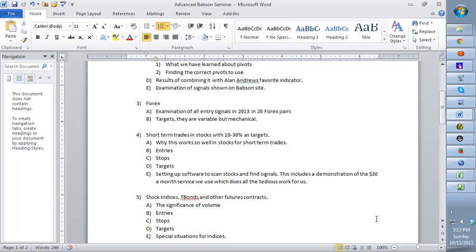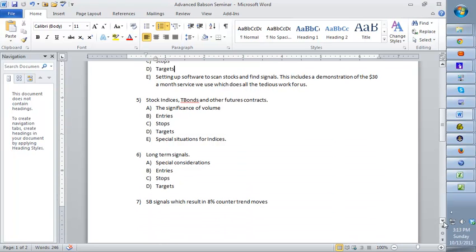So after we do the stocks, we'll look at the stock indices, bonds, and other futures contracts. We'll discuss the significance of volume. In stock indices, bonds, and other futures contracts, what I use for targets is very different than in stocks. In stocks, if they're with the trend, I'm looking for prices to make it to the median line. If they're not with the trend, I'm looking for them to not make it to the median line in most cases and make lots of pivots in that direction, kind of like the Dow just did.